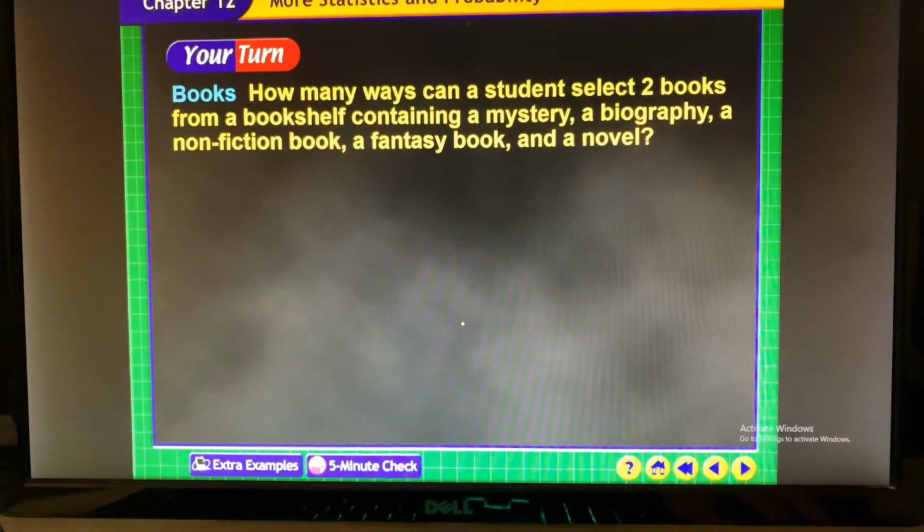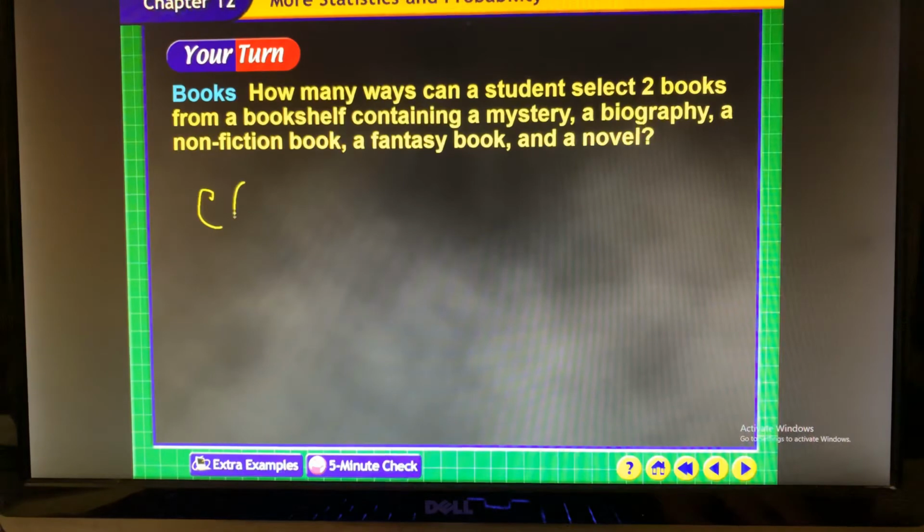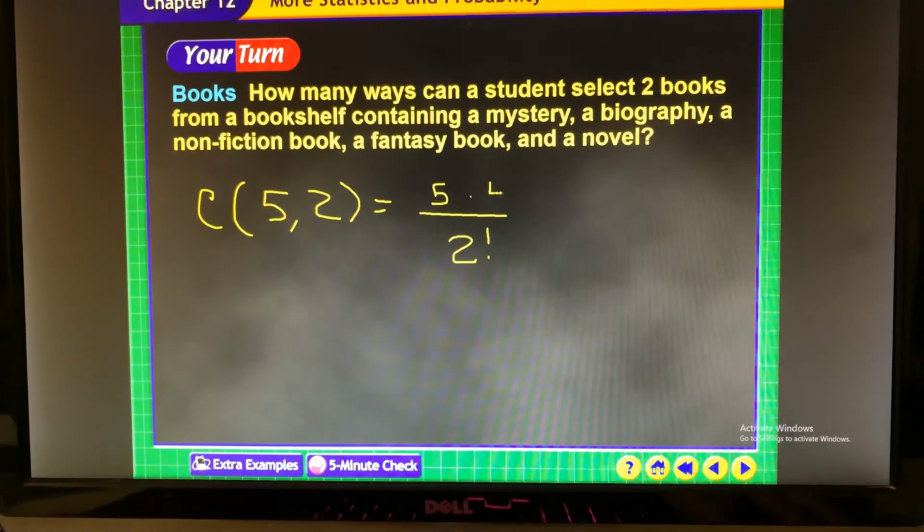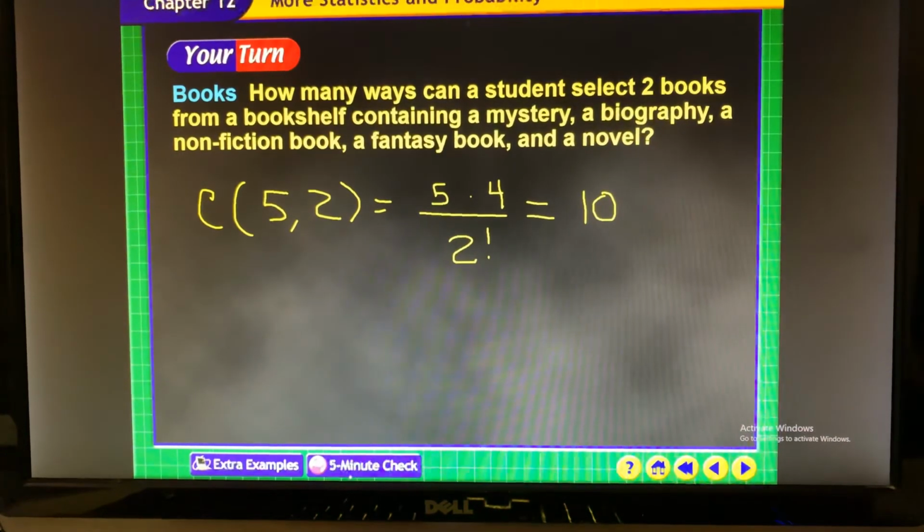How many ways can a student, see how they keep picking two? Students select 2 books from a bookshelf containing mystery, so on and so forth. You're just choosing them, you're not arranging them. So it's a combination of 1, 2, 3, 4, 5 books. You get to choose 2. Combination, 2 factorial. You have 5 books to choose from. Now you only have 4 books to choose from. It becomes 20 divided by 2, or you have 10 different ways to make that combination.